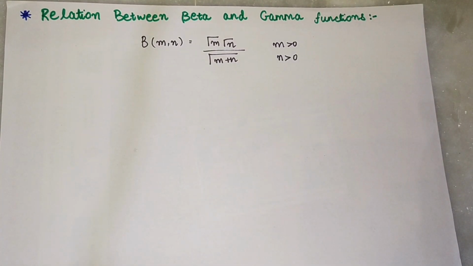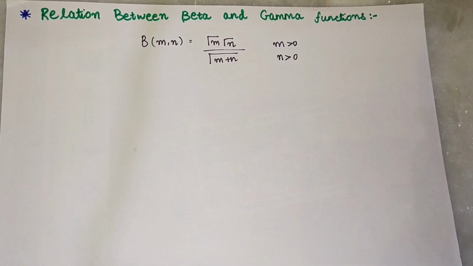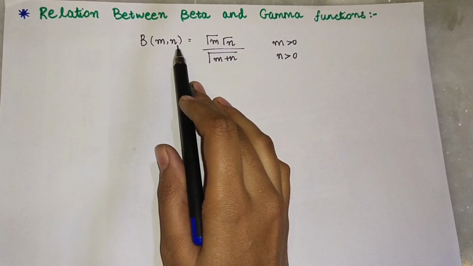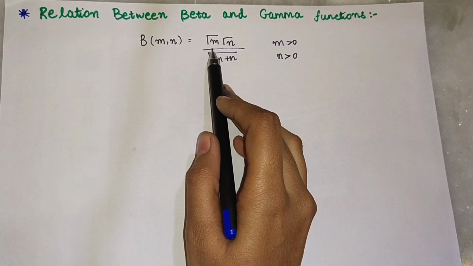Hello everyone. So in today's lecture we will see the relation between beta and gamma functions. In the previous lectures we have already seen the properties of beta function and gamma function. So now we will see the relation between beta and gamma functions.